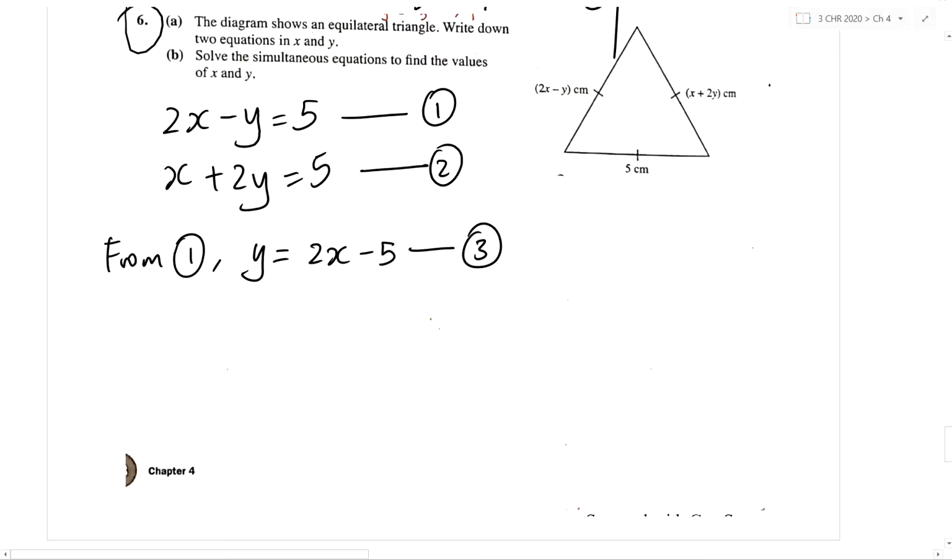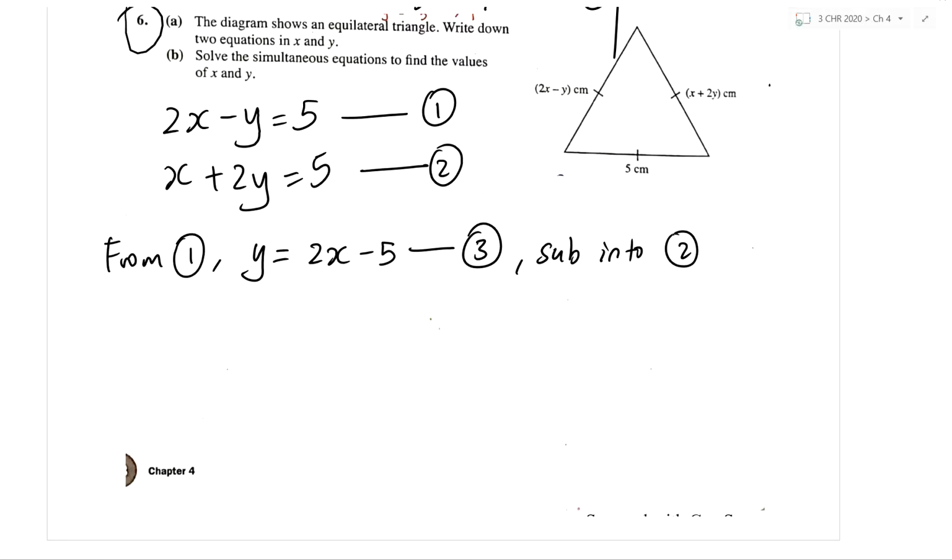Where did I obtain this equation from? Equation 1 or 2? Obtaining from 1, right? So now I must sub into? Sub into 2, because it doesn't make sense to sub back into 1. Just for the fun of it, what happens if I sub back into 1?